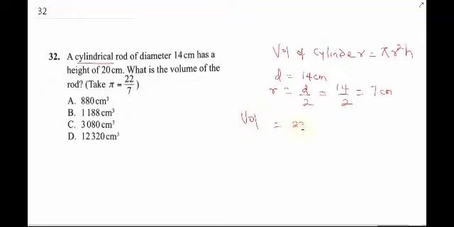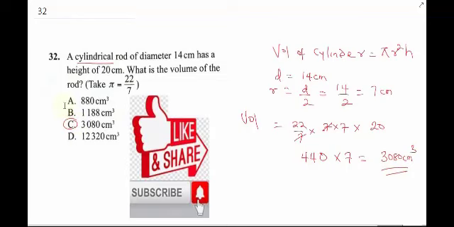Now having gotten our radius, we can plug in our formula. Volume will be 22 over 7 times 7 times 7, that's 7 squared, times the height. Now the height is 20 cm, so 7 will cancel 7. So we have 22 times 20 times 7. So this is going to give us 440 times 7. And multiplying 440 by 7 is going to give us 3080. You put your units cm cubed. So the correct answer here is going to be C.